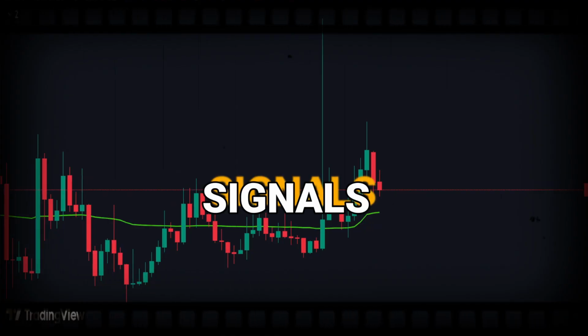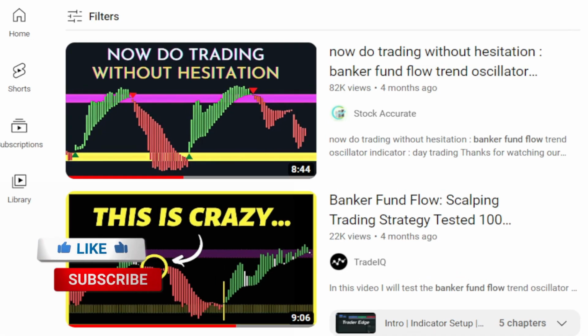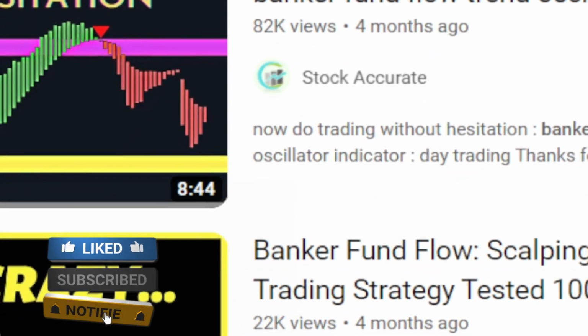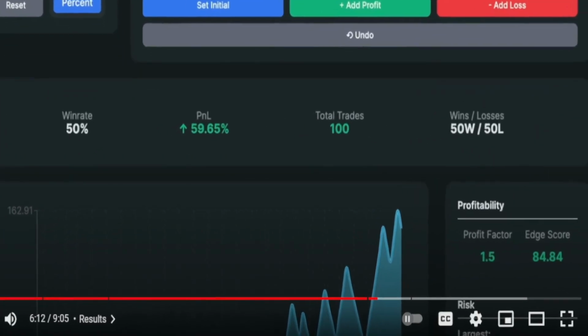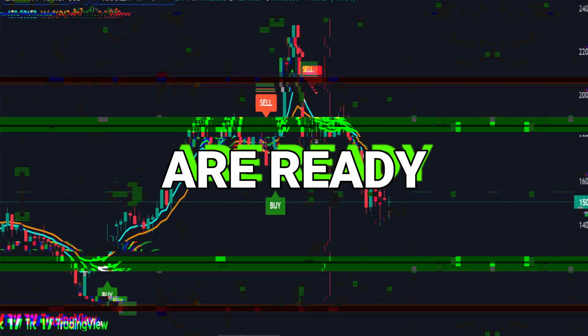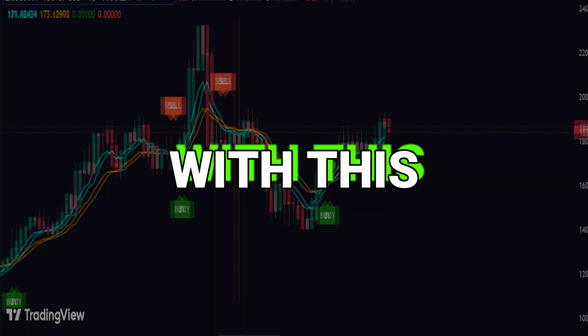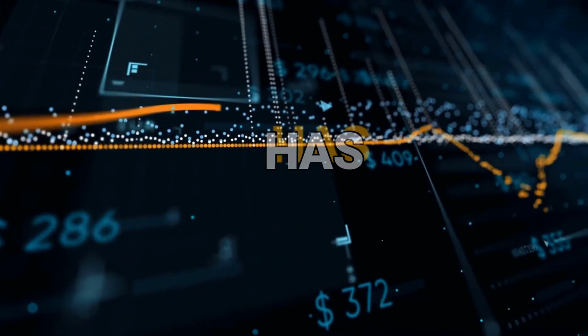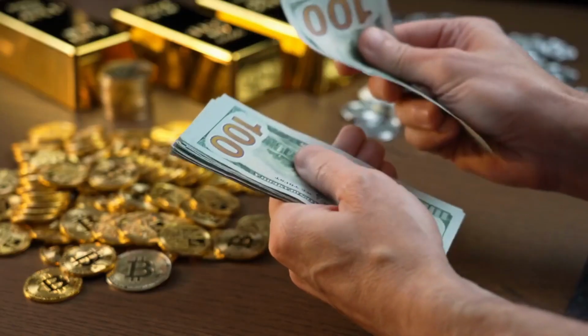Using this Buy Sell Signals TradingView indicator, today I am going to improve the Banker Fund Flow Trend Oscillator indicator strategy by Stock Accurate. His strategy has a win rate of 50%, backtested by TradeIQ, because of one reason. If you are ready to trade with the whales or large funds with this easy, reliable indicator, then this video is for you. The improved version has a very high win rate and can increase your trading profits.